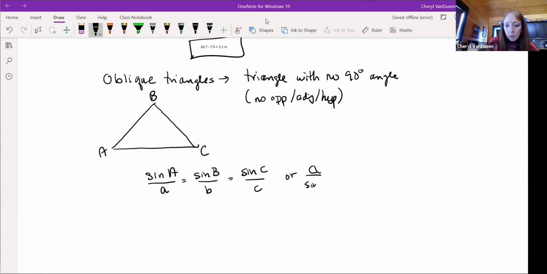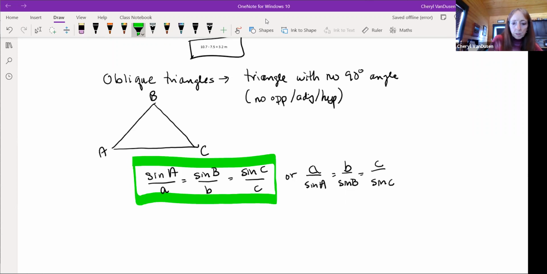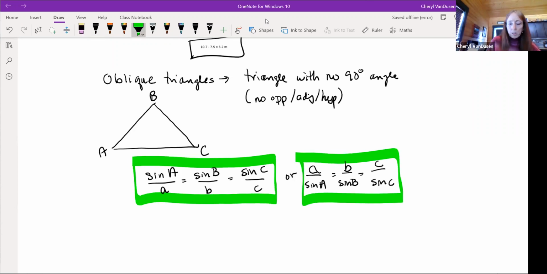A over sine A is B over sine B is C over sine C. Both of those are nice representations of the sine law. It doesn't matter at all which one you use. And it's on your formula sheet, so just copy down from the formula sheet.